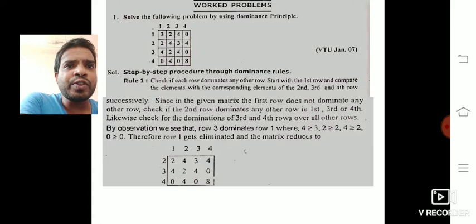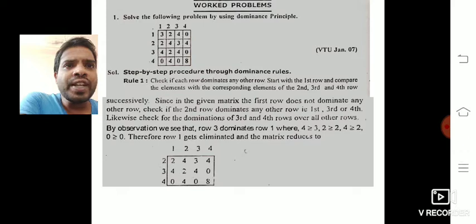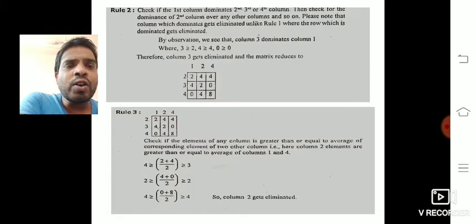The lesser elements are in row 1, so you can delete row 1. Now the matrix is reduced; we are having only 3 rows after deleting the first row. As usual, in the column we are having 4 columns. Now apply the second rule here. Please check which column dominates the other column. Now column 3 dominates column 1, that is 340 dominates 240, so that we can delete column 1 here.